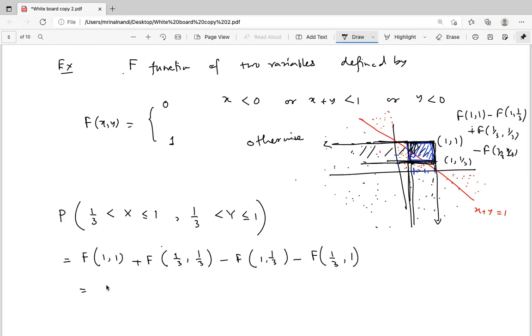Now what is this? This is 1, this is 0, this is 1, and this is 1. So this is minus 1. How can this probability be minus 1? It's strictly less than 0. So it is not a distribution function. It's not a distribution function, but it satisfies all these conditions.